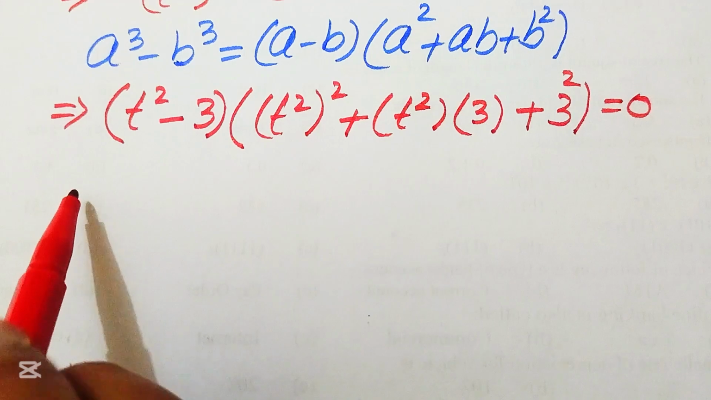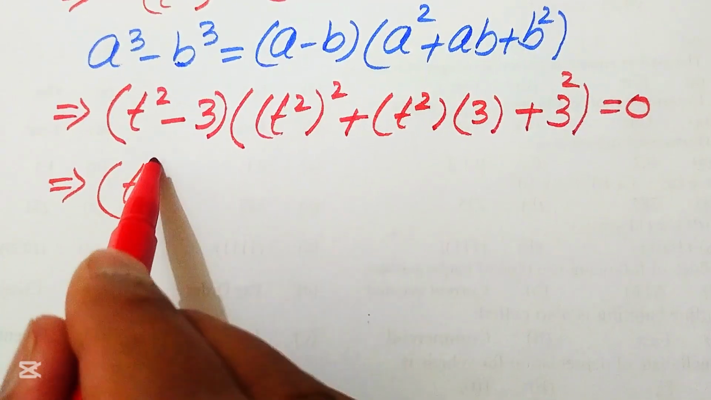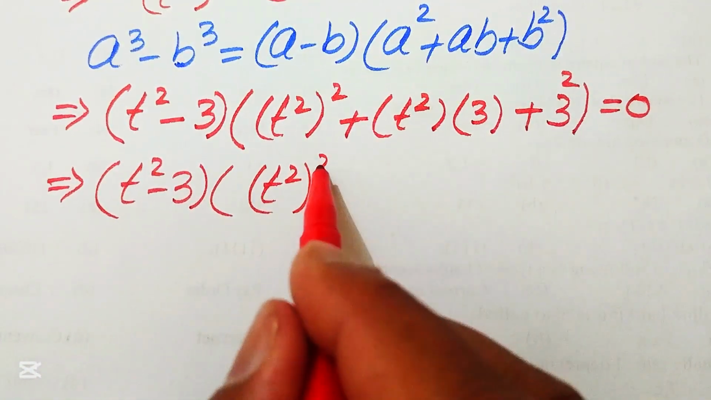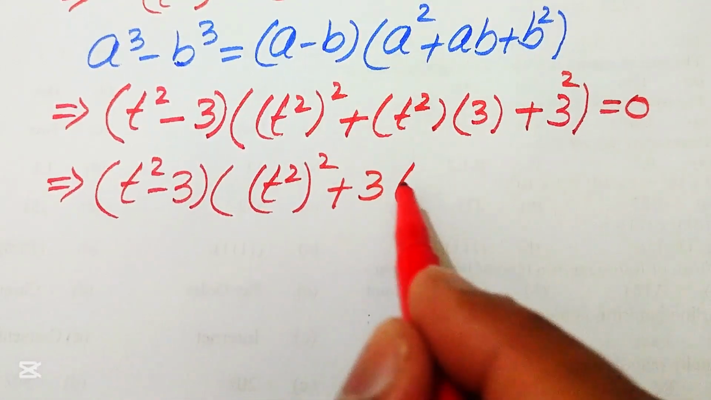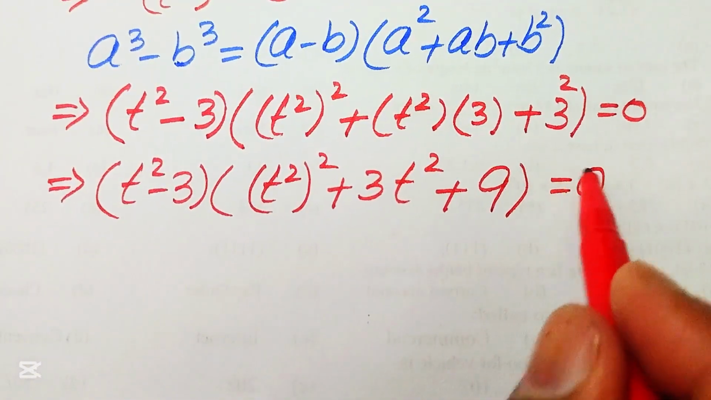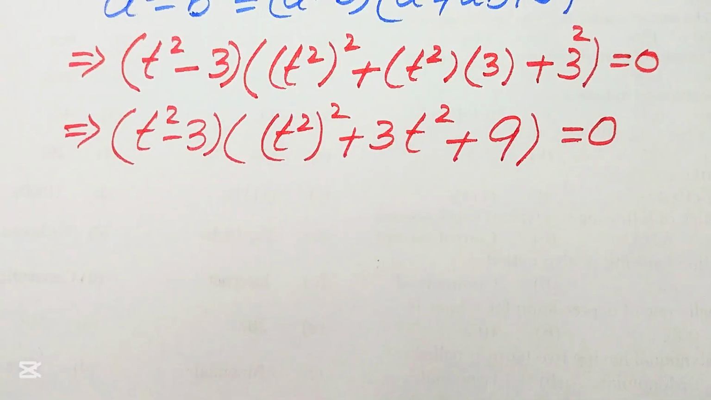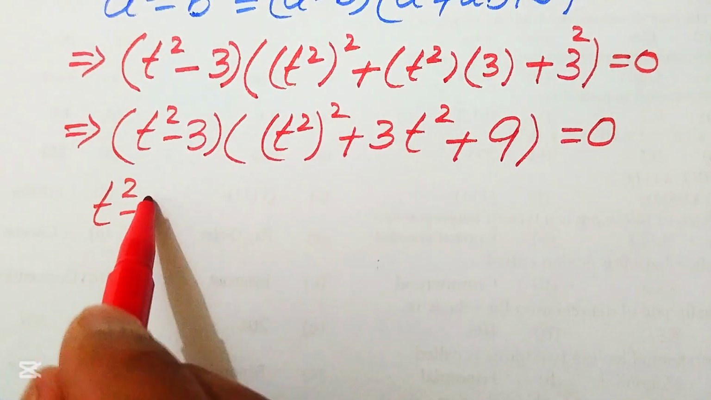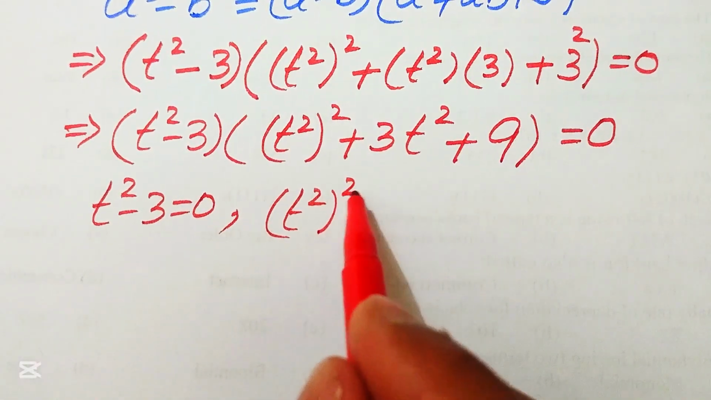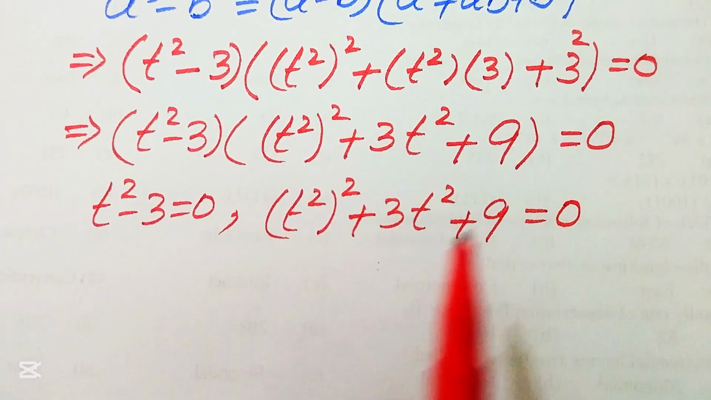And now in the next step we need some simplifications. So we rewrite this equation as t squared minus 3 times t squared and its whole square plus 3 times t squared, and this 3 squared equals 9, and this whole equation equals 0. Now in the next step we need to divide this equation into two cases. The first case is t squared minus 3 equals 0, and the second case is t squared and its whole square plus 3t squared plus 9 equals 0.